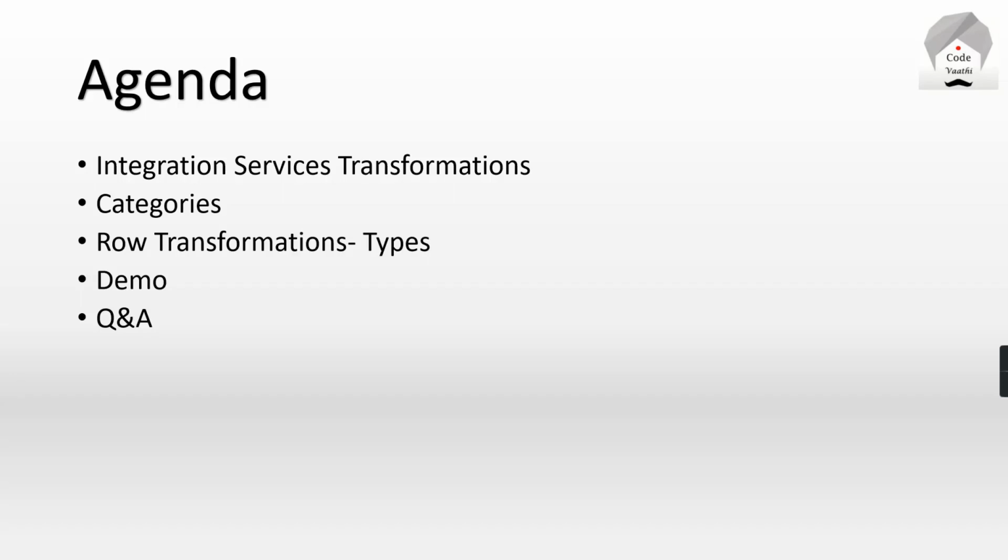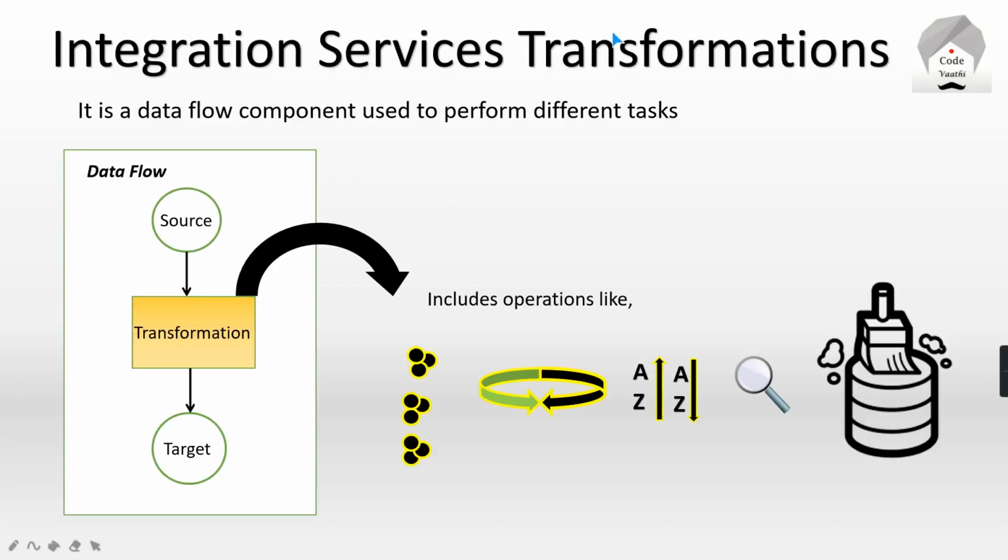First, we will see what a transformation is. It is a data flow component used to perform different operations, and it might include aggregation, join, split, sorting, lookup, and some data cleansing transformations also. Once the data has been extracted from the source, we can apply transformation rules based upon the business requirements before loading the data into the targets.